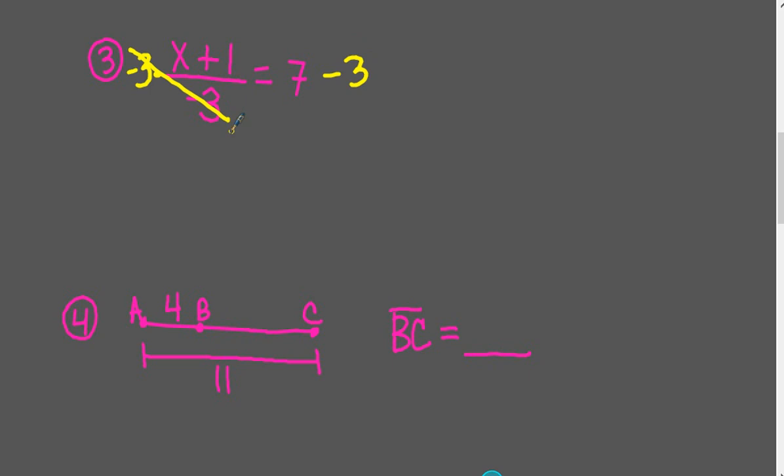So that will go away. I'm left with x plus 1 equals -21. I was multiplying that there.